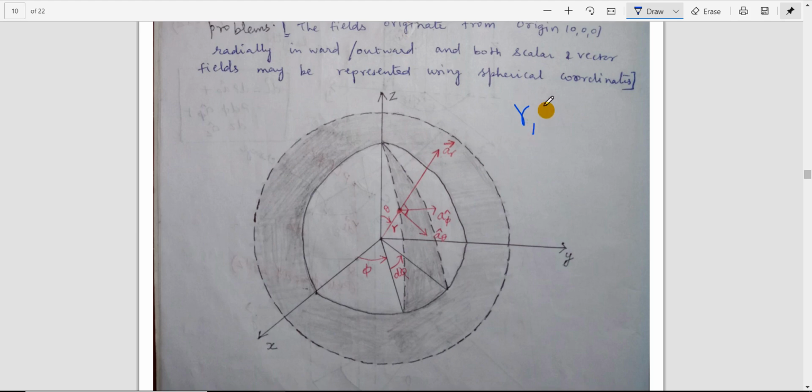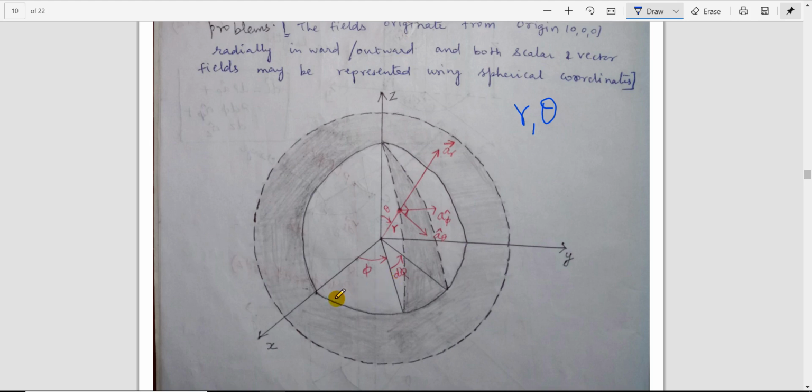Second, we are going to deal with theta, the angle from the z-axis to the radius line. If you draw a line from the origin to the outer periphery of the sphere, and that line is represented with a vector, then the angle measured between that vector and the z-axis is called theta.